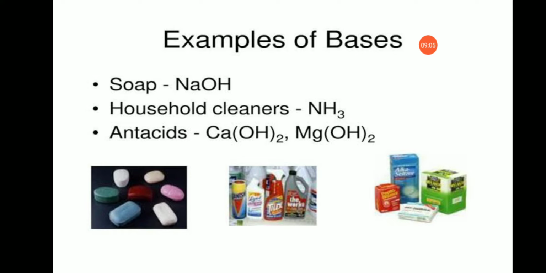So, that's all about this session. So, we have discussed about acids, their chemical properties, their general classification, bases, their general characteristics, and with their examples. I hope all of you have understood it well.